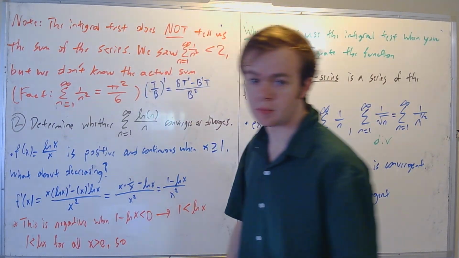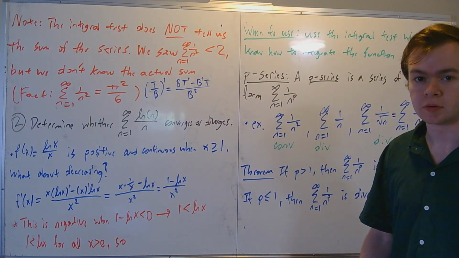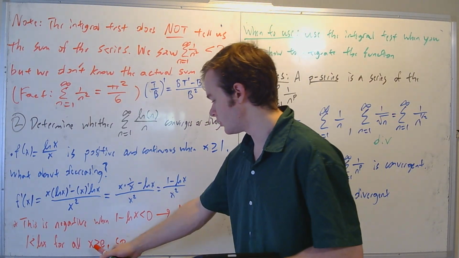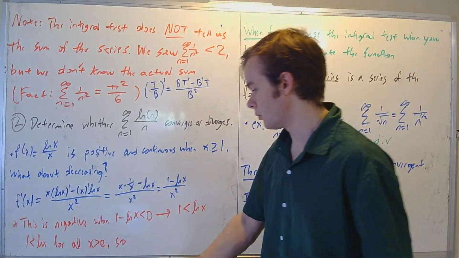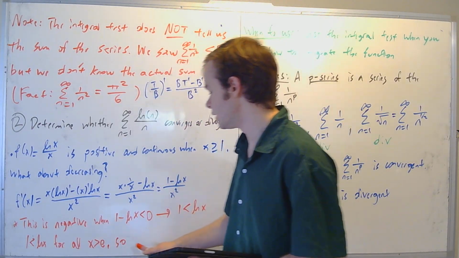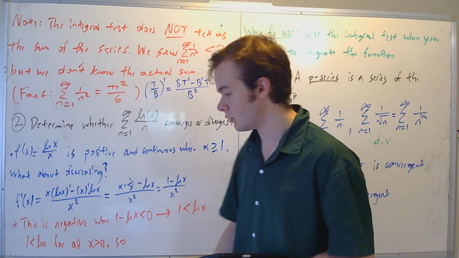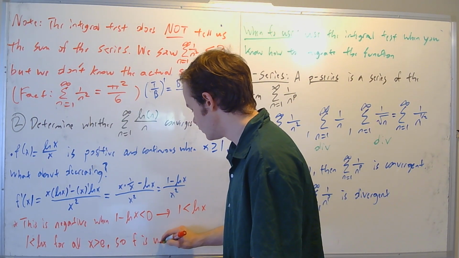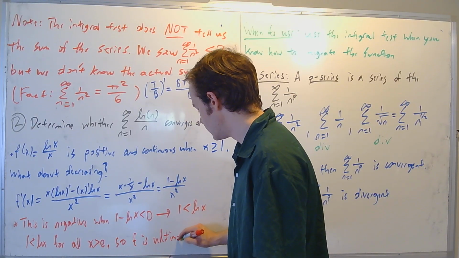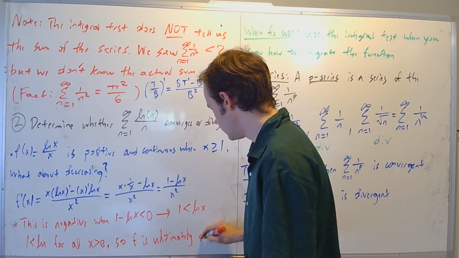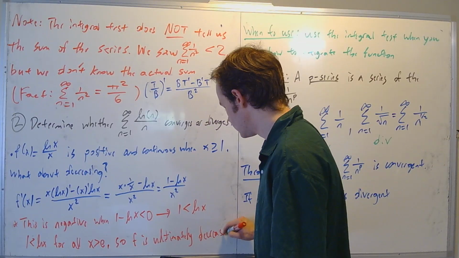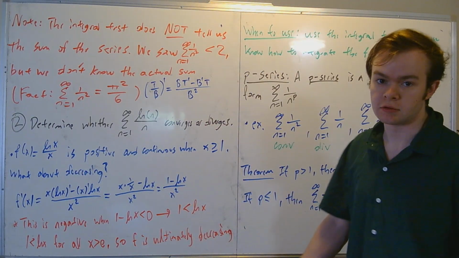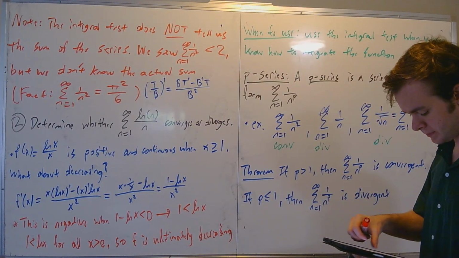So, what can we say here? Pause the video and think what we can say here. Well, at some point the sequence is going to start decreasing, right? Because the derivative is going to start being negative whenever this x is bigger than e. So we can say f is ultimately decreasing. Right, so as long as this x is bigger than e, then it's going to start decreasing.